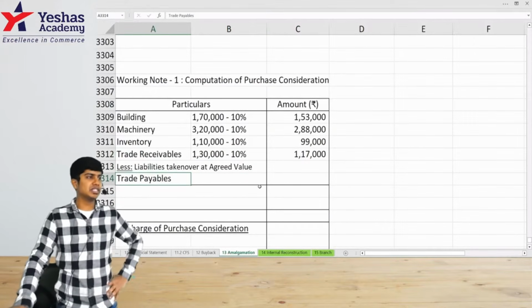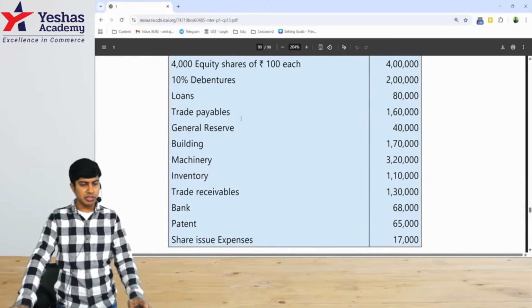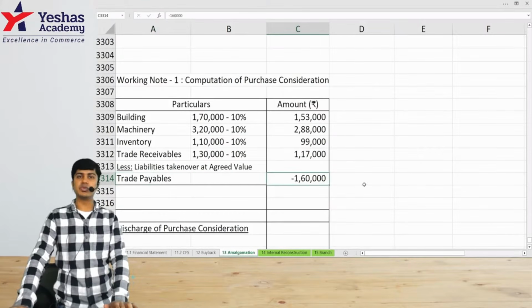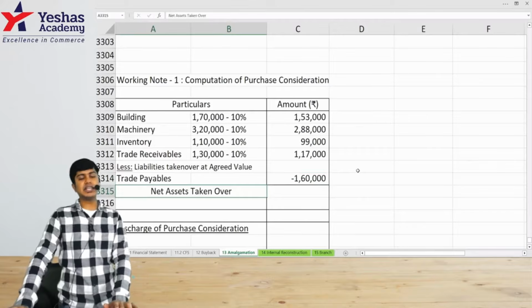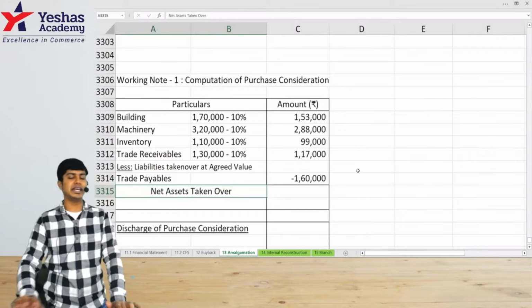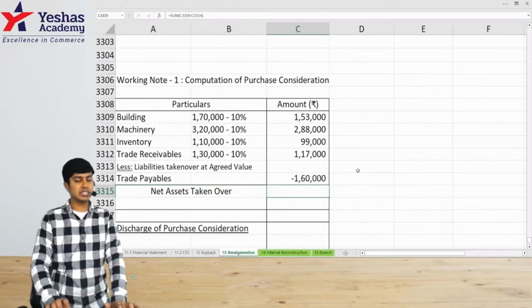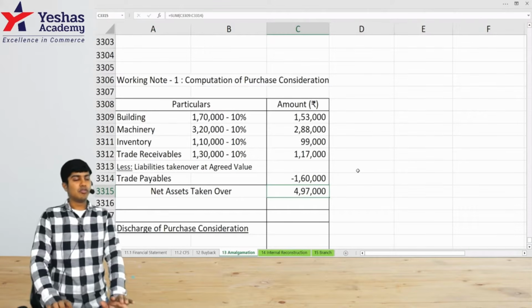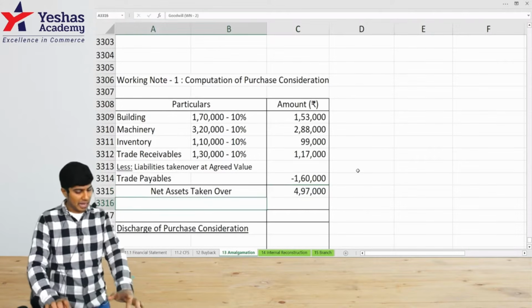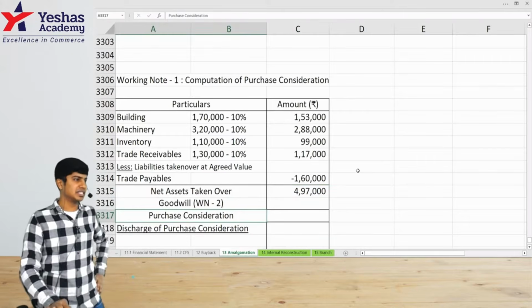Less liabilities, which is trade payable. How much is trade payables? 1 lakh 60, so minus 1 lakh 60. Help me with net assets taken over: 153 plus 288 plus 99 plus 117 minus 160, that is 4 lakh 97. To this, I should add goodwill to arrive at purchase consideration.